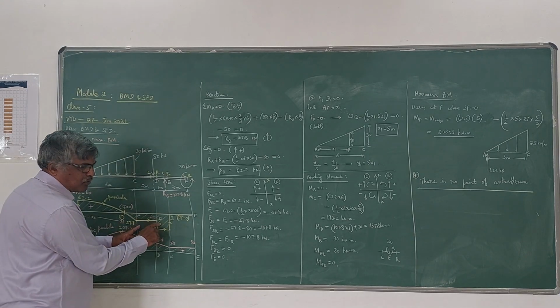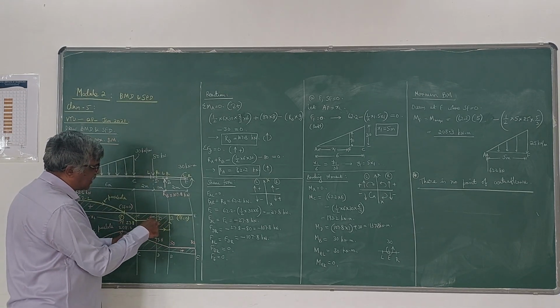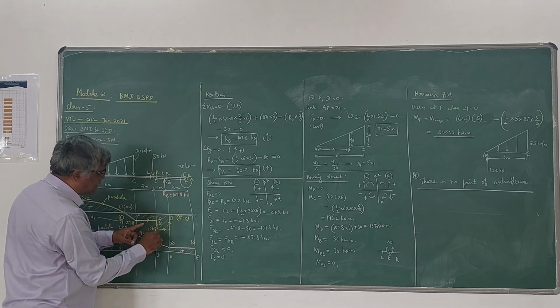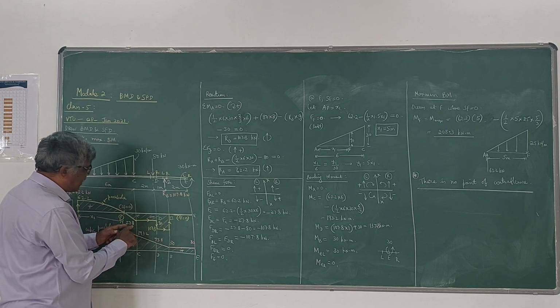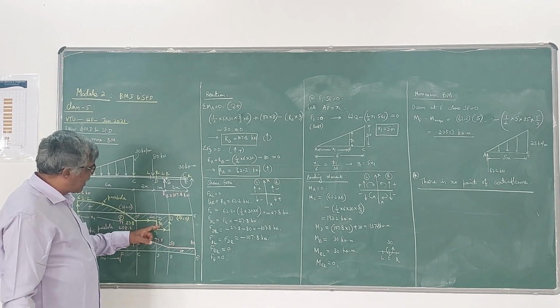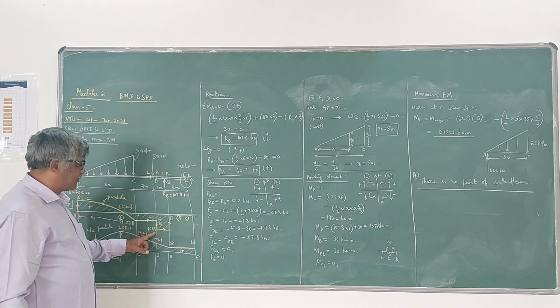Then from C to D, there is no force, so it is horizontal. At D, you have a force of 80 kN downwards. You have to come down by 80. That means you already have 27.8 and you have to come down, so by 80 it becomes 107.8.